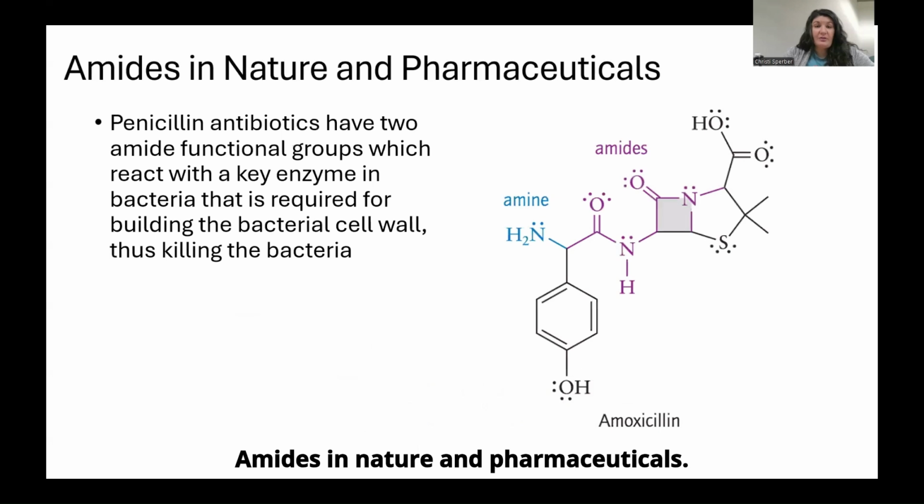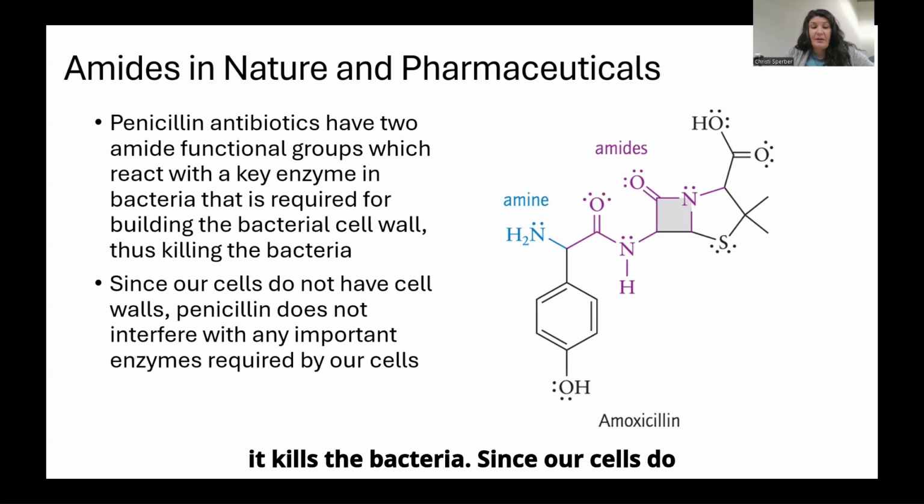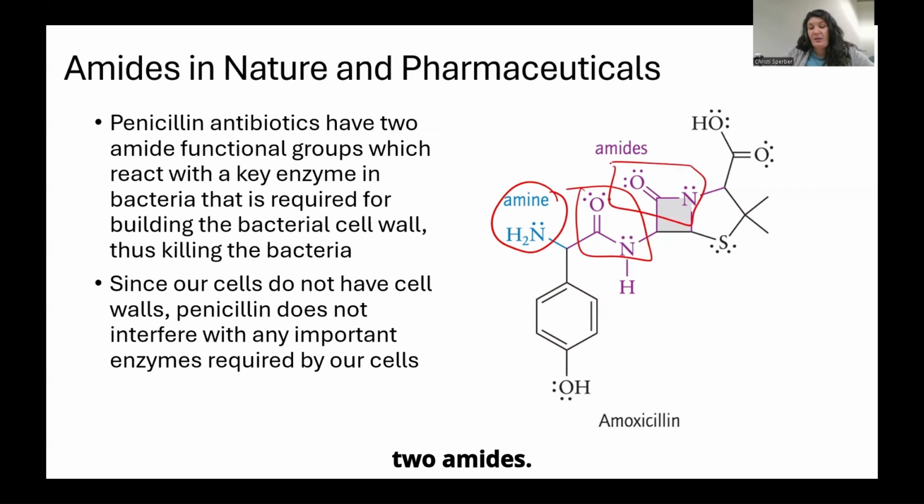Amides in nature and pharmaceuticals, another example is penicillin. So penicillin antibiotics have amide functional groups which react with a key enzyme in bacteria that's required for building the bacterial cell wall. So when penicillin antibiotics react with that enzyme, they can't build that cell wall and it kills the bacteria. Since our cells do not have cell walls, penicillin doesn't interfere with any important enzymes required by our cells. You can see that amoxicillin is an example of a penicillin antibiotic. It has an amine group, but it also has amides.